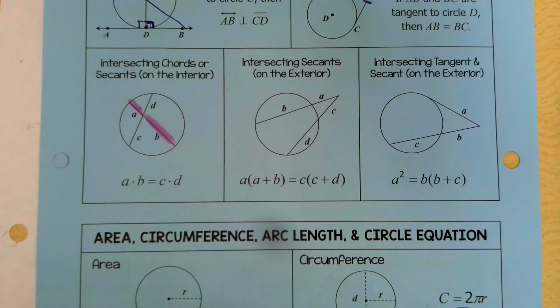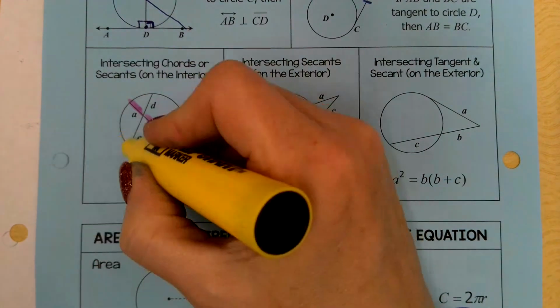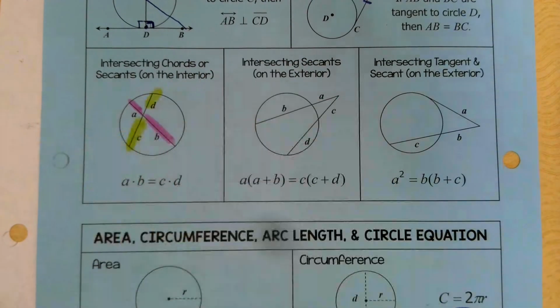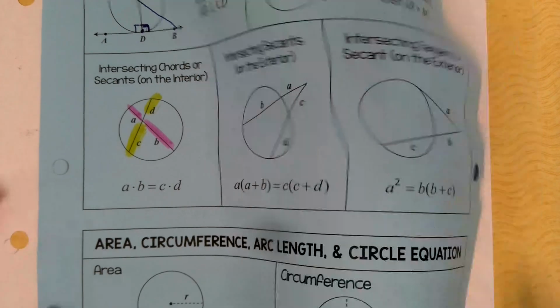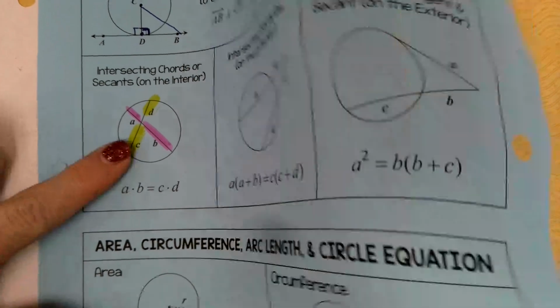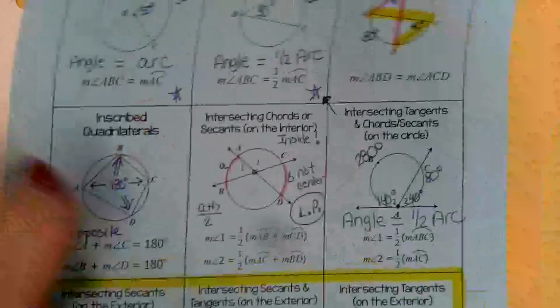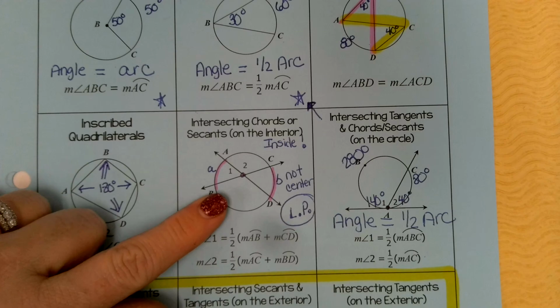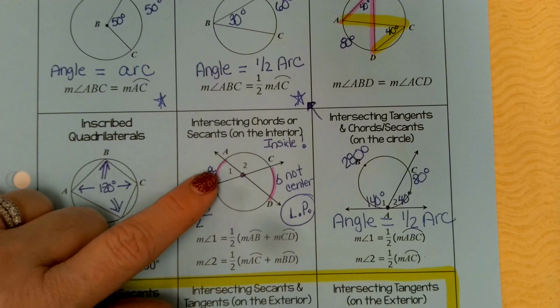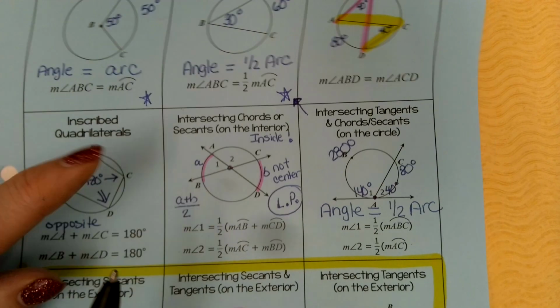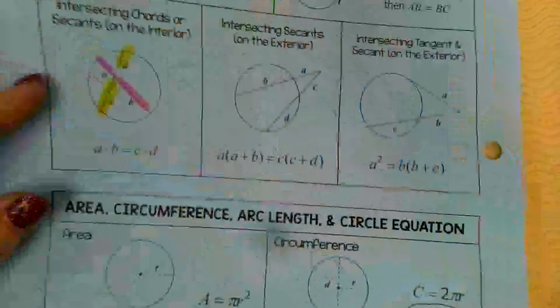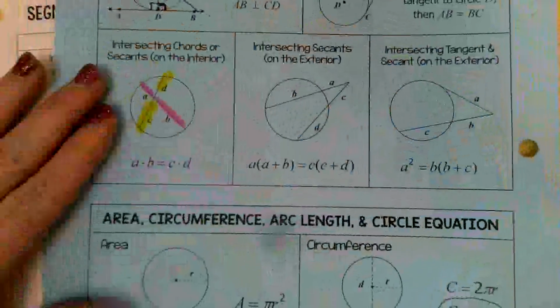Highlight those two pieces one color. Highlight these two pieces the other color. What this says is if you have two intersecting chords and we're not finding the angle. Remember, if I asked you to find the angle with a picture like this, you would add the two arcs and then divide by 2. But we're not asking you to find the angle. I'm asking you to find a missing piece of the arc.